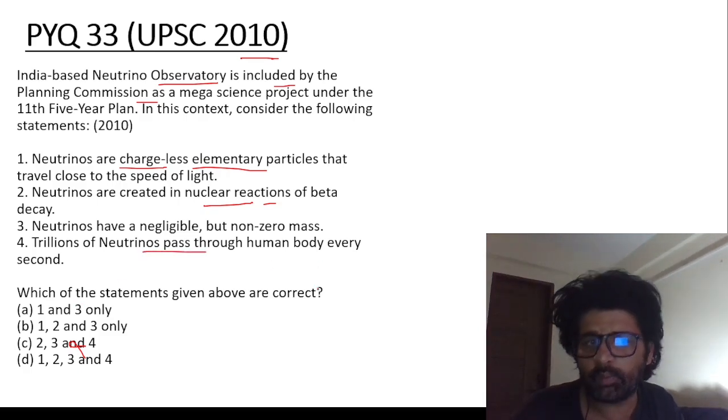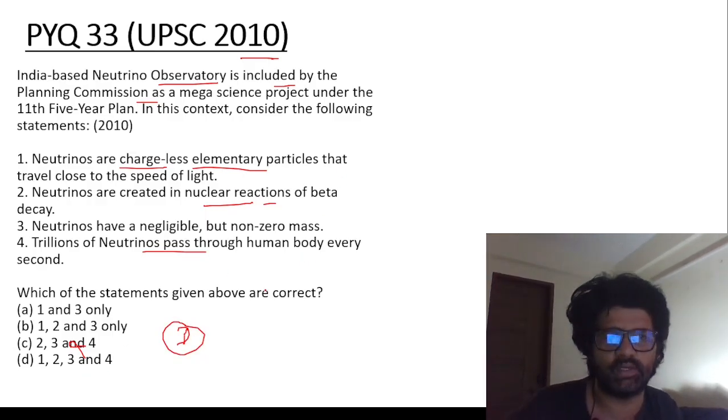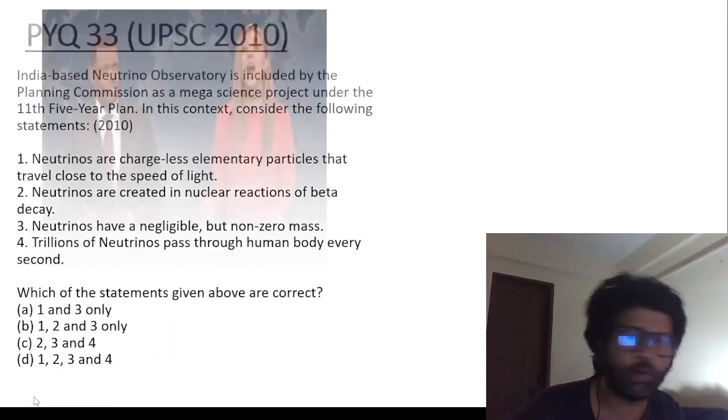Trillions of neutrinos pass through the human body. I've told you. So the fourth is correct. If the fourth is correct, that means the answer is D: 1, 2, 3, and 4. Everything is correct, guys. So UPSC has asked PYQs, they are important.